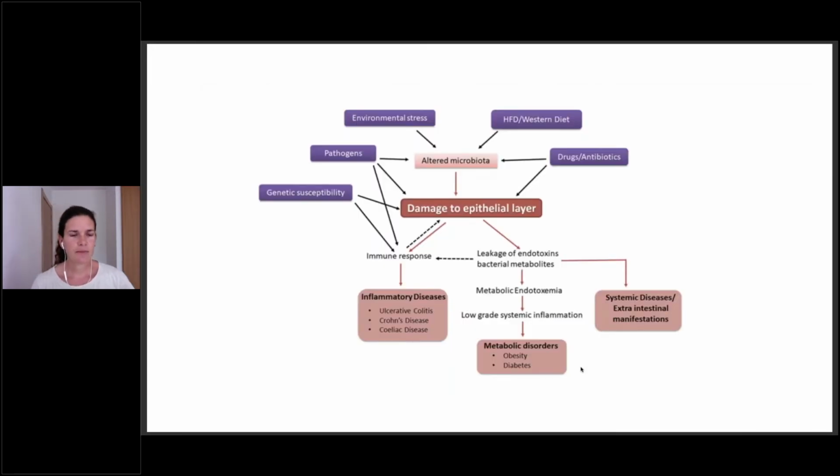So there are many factors, like pollution, for example, pathogens, infections, also genetic susceptibility, and especially diet, a low fiber diet, the typical Western diet, etc. So this altered microbiota would influence the epithelial gut layer by damaging it, and for that reason heighten the immune response, which may lead to different inflammatory conditions.